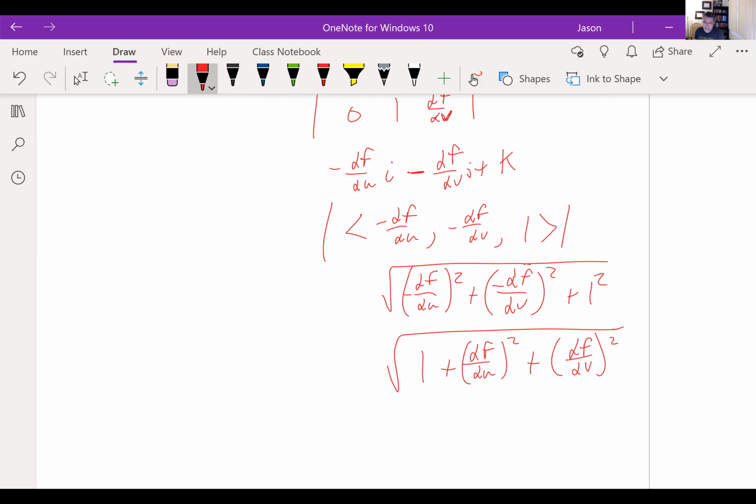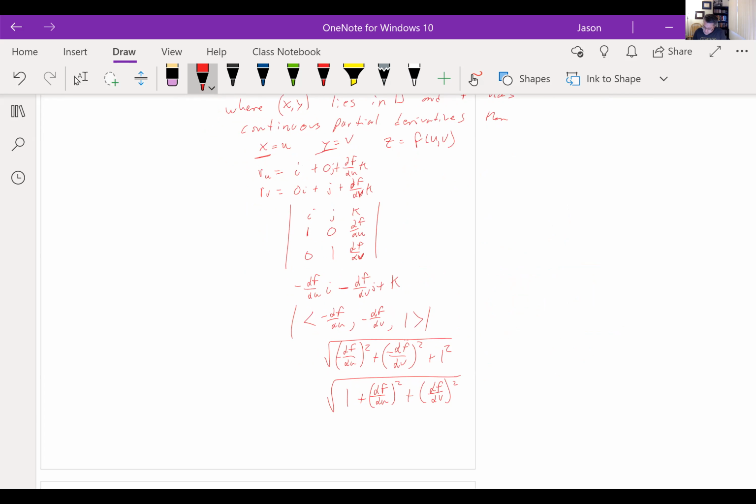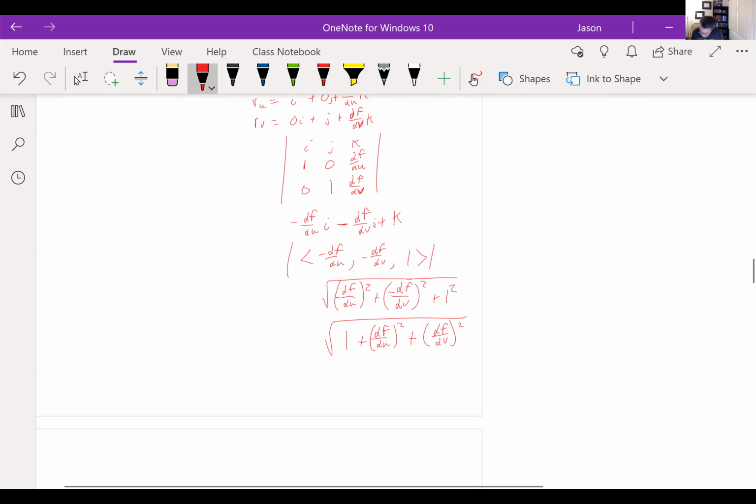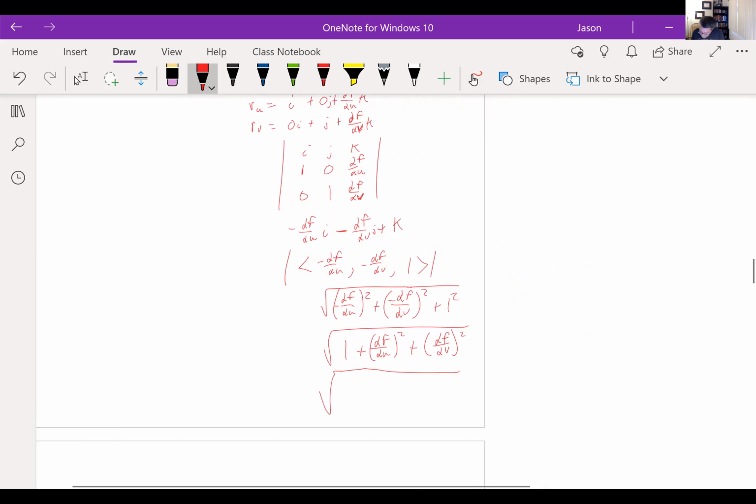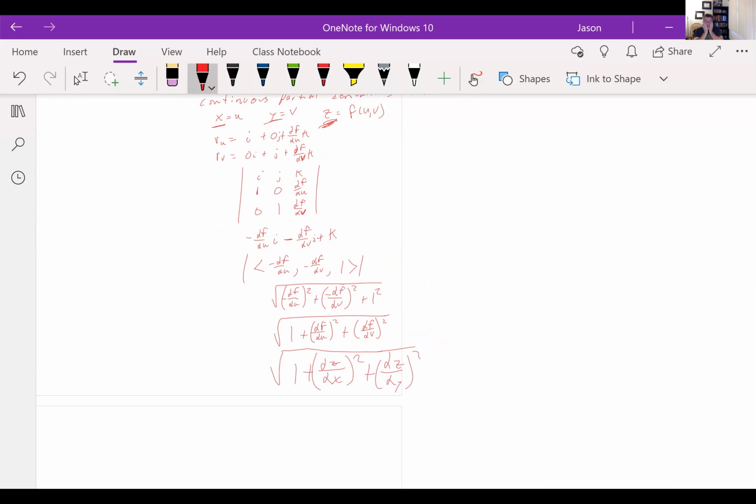But I used u and v as kind of a dummy variable here, right? What was u? Wasn't u just originally x, and v was y? And what was f? f was equal to z. So I'm going to sub back in and just say this is 1 plus dz dx squared plus dz dy squared, which is very similar.